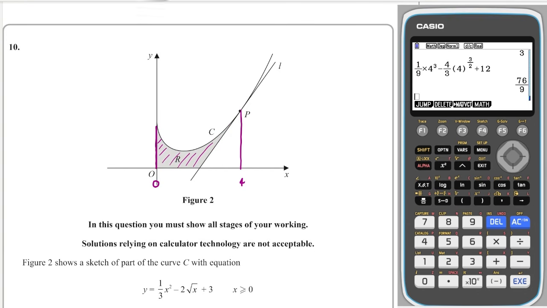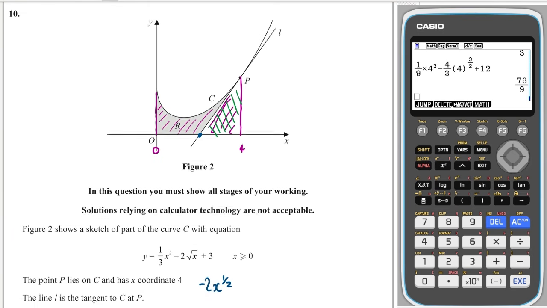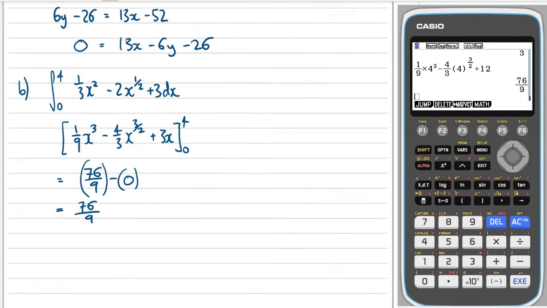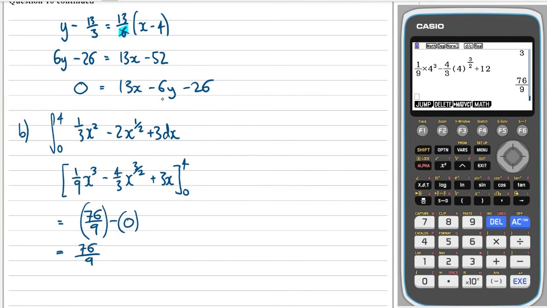So the purple region was all of this, but then we need to subtract this green region from it. So what I'm going to need to know is this x-coordinate here, where that line meets the x-axis. Okay, so my equation here was the equation of the straight line L. So I can set y equal to 0, because that's where it hits the x-axis. And that will give me 0 is equal to 13x minus 26. So 26 is equal to 13x, so x is equal to 2.